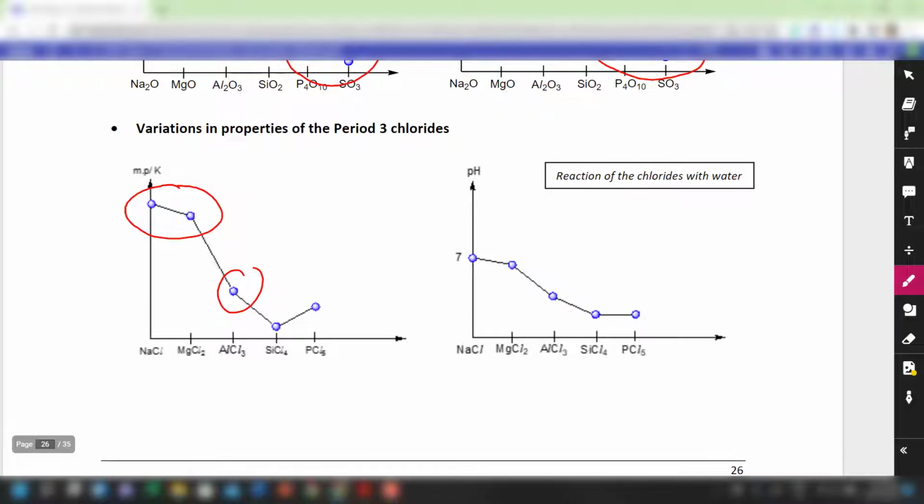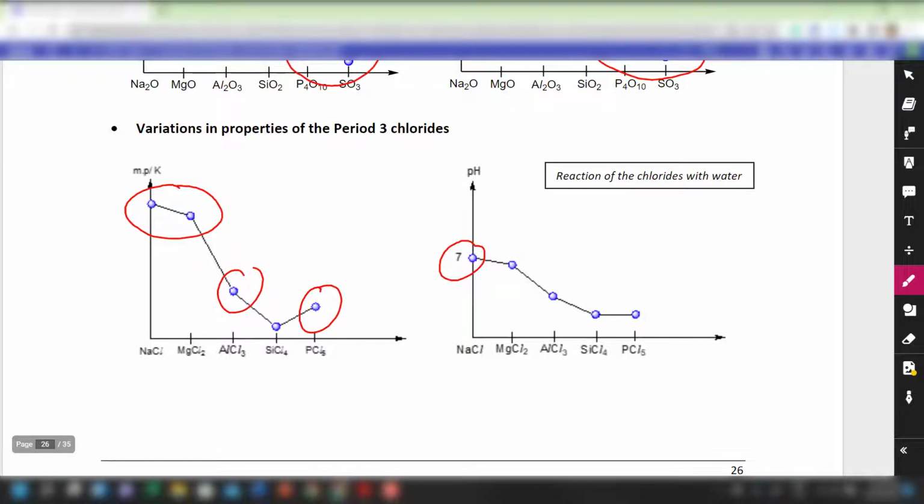And for PCl5, it has a larger electron cloud as compared to silicon tetrachloride. So the dispersion forces between PCl5 molecules are stronger than that between SiCl4. Then for the reaction of chloride with water, NaCl dissolves completely to give us a neutral solution, because Na+ is not a cation with very high charge density, so it will not ionize appreciably. Mg2+ ionizes slightly, as we have seen earlier on, to give you a solution of pH about 6.8.